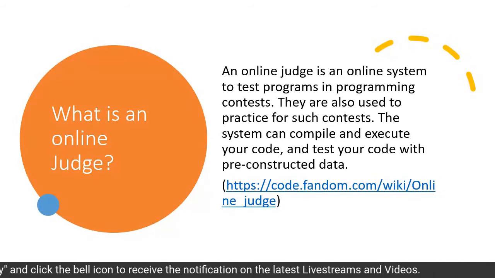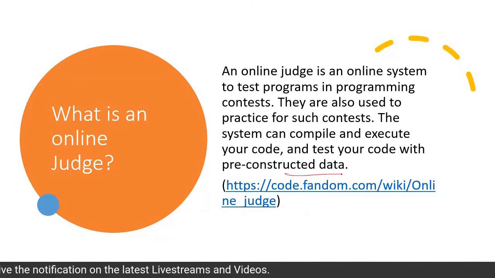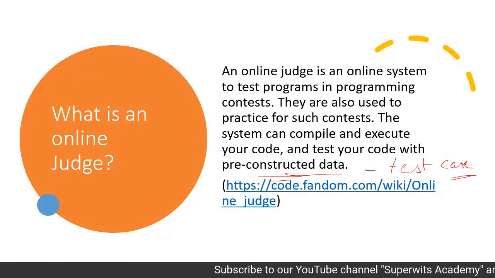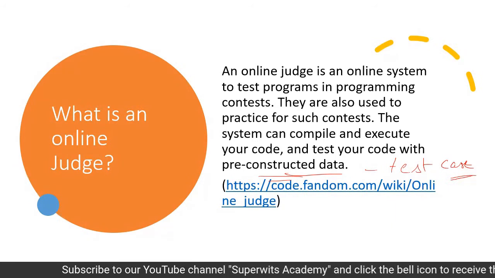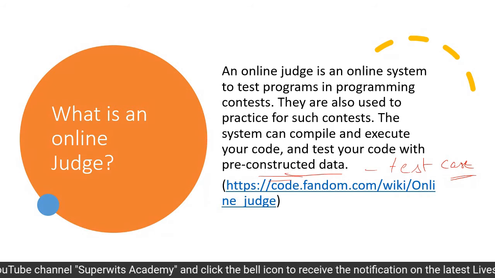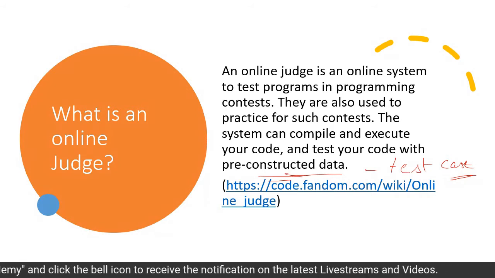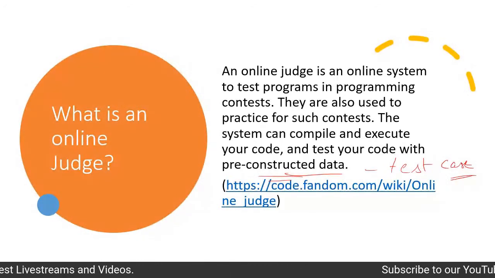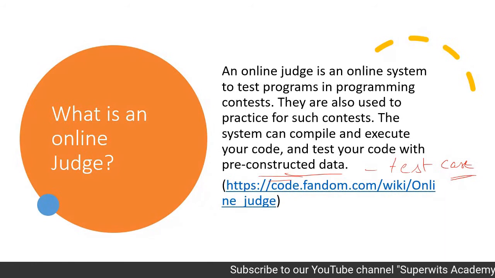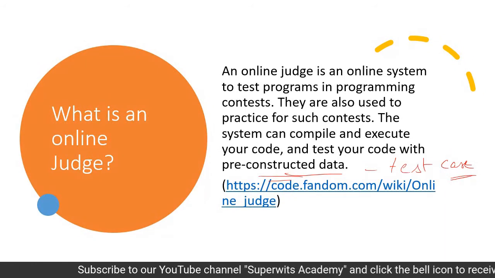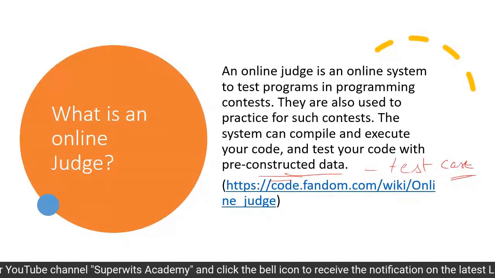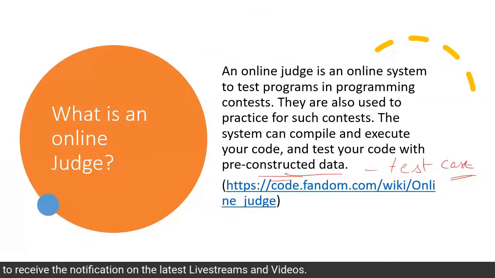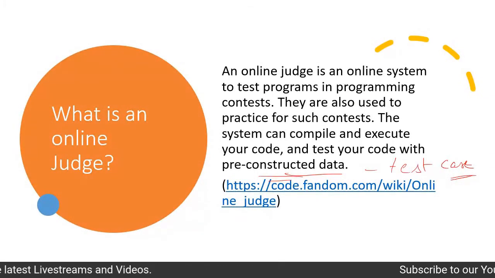So when we say pre-constructed data, there must be some kind of test cases that are going to be run on your particular program. Whenever you run your program, you find that certain test cases fail or pass. If you have worked on it, I'll show you what we have in that part. So online judge is all about this. You submit a program, that program gets compiled and executed, and then tested against certain test cases that are there for you. So let me show you one of the examples.